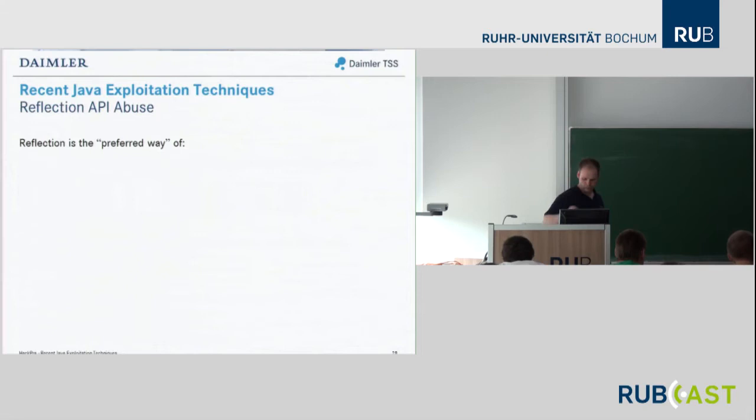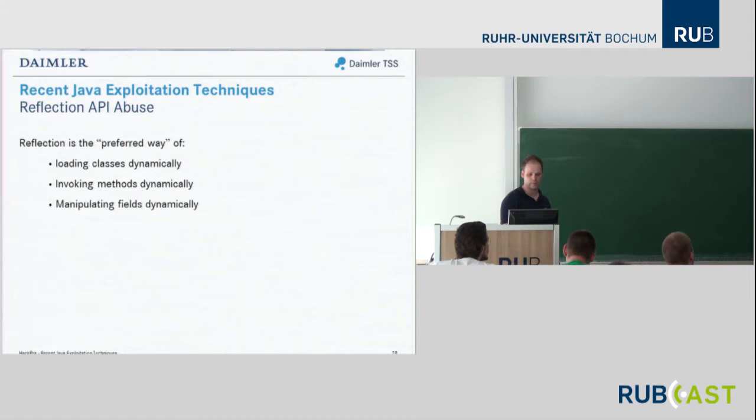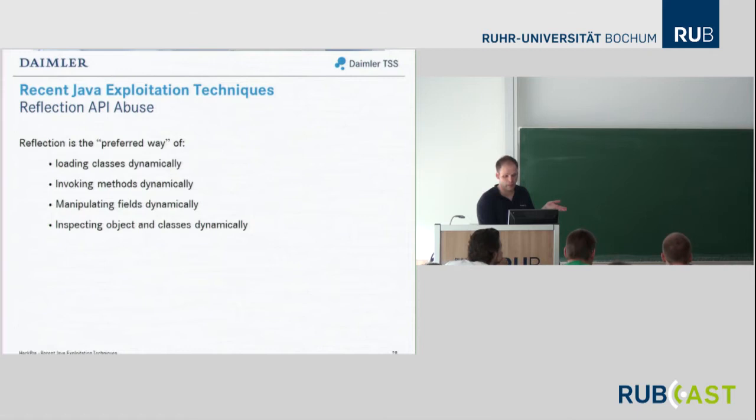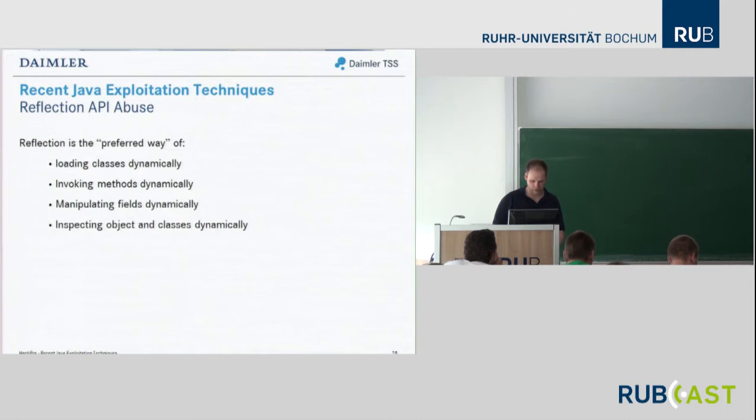The next topic is reflection API abuse. Reflection is the preferred way. What you can do with reflection: loading classes dynamically, invoking methods dynamically, manipulating fields dynamically, and so on. Always at runtime. You can inspect objects, for example. You can go through a class, get all the fields, and so on. So you can do, let's say, interesting programming stuff.